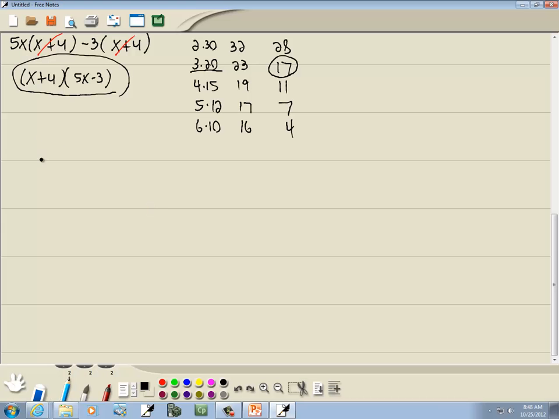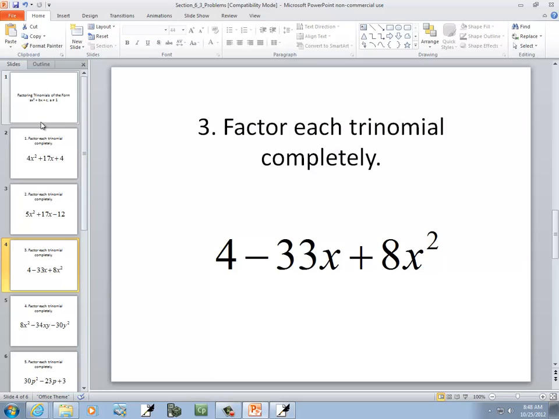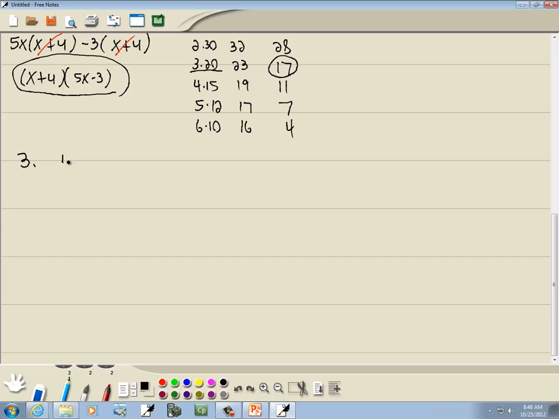Let's take a look at the next problem here. We got 4 minus 33x plus 8x squared. Now, when you're factoring, it just works out best if everything is in standard form. Standard form means from largest power down to smallest. So I'm going to rearrange this. Put the 8x squared first, the minus 33x, and then the positive 4 at the end.